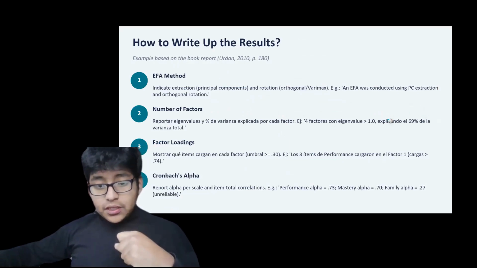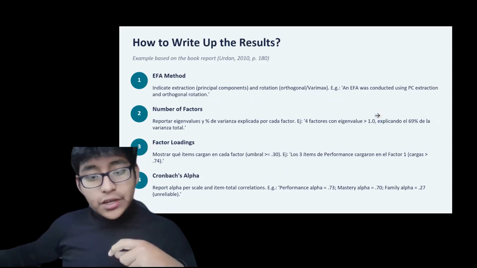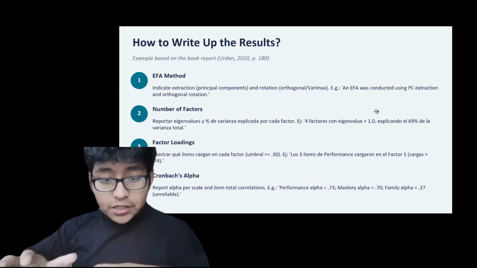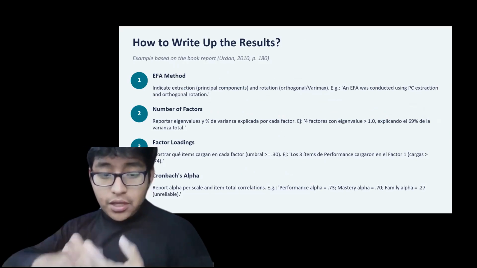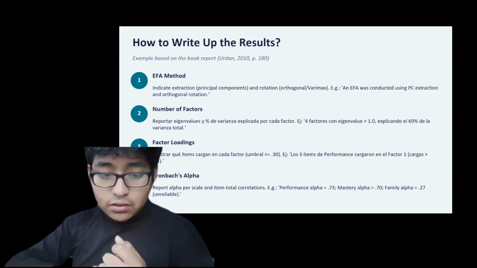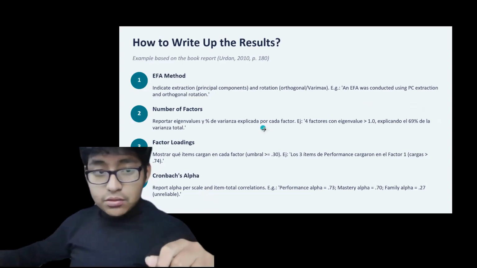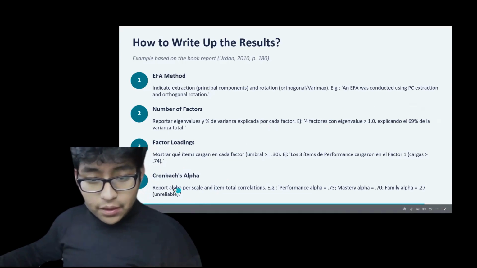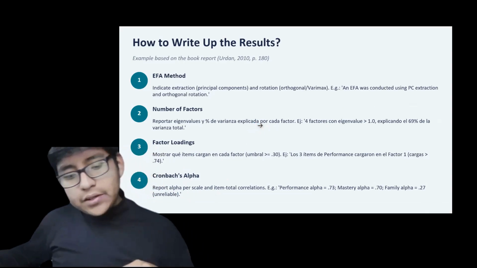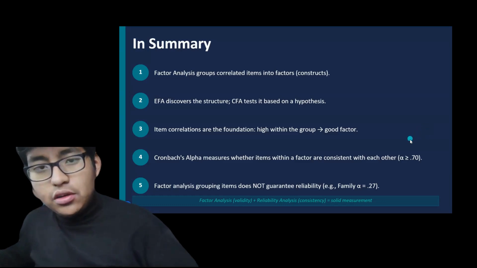And continue, writing the results. And here you see how researchers write the results in a report. Researchers usually write the method, the number of factors, the results, and the Cronbach's alpha values. And this will explain if the factors are good or not.